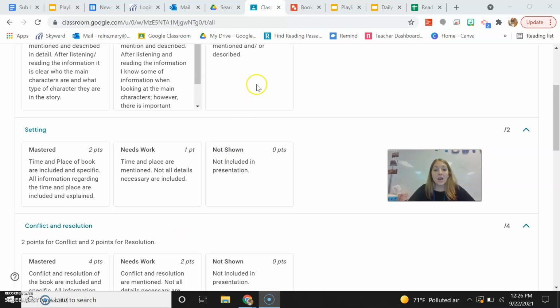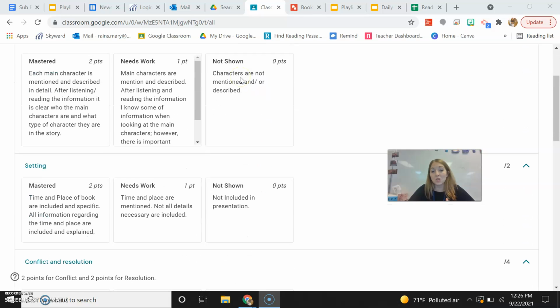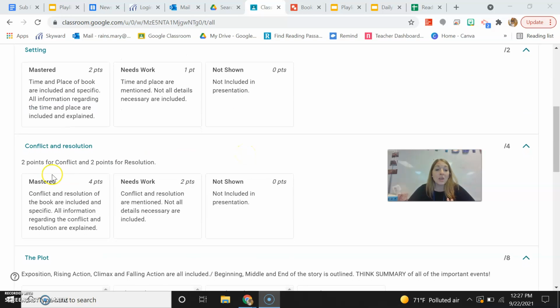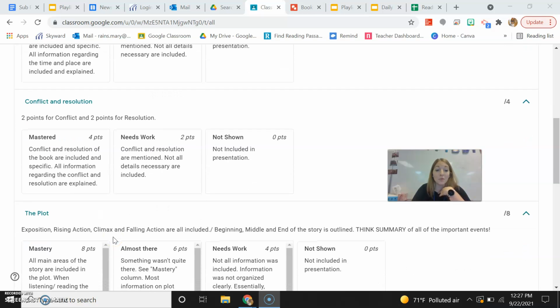You'll always get zeros, just so you know, on this rubric if it's not shown. If I don't see it or if I don't understand it, then you're going to get a 0. So just be aware of that. Conflict and resolution: you're going to get 4 points for both of them, 2 points for conflict and 2 points for resolution. If you do this, you'll get all 4 points. But conflict and resolution of the book are included and specific, so you give me as much information as I need to understand as someone who hasn't read that book before.